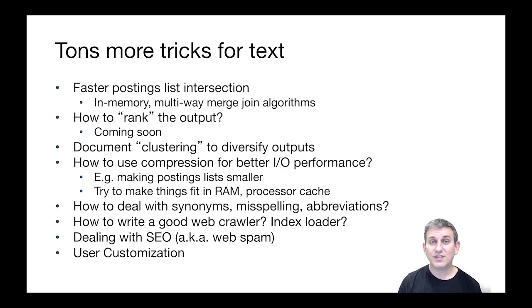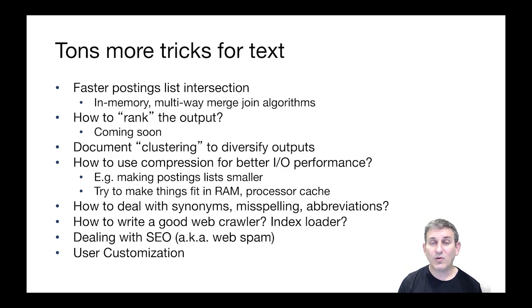Another sort of internals issue that comes up a lot in building information retrieval engines is the idea of using compression for better I/O performance. For example, compressing postings lists to make them smaller. This plays into the postings list intersection algorithms described above. We might want to try to make the postings lists fit in RAM or even in processor cache while keeping an efficient intersection algorithm working over them.